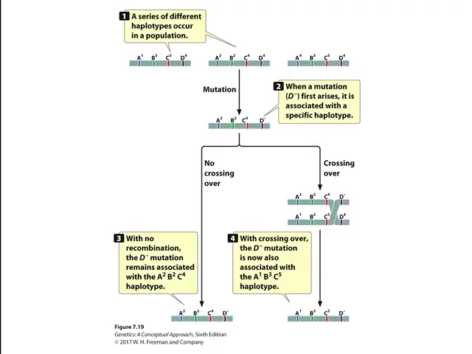Imagine that we're interested in finding genes that contribute to bipolar disorder, okay, which is a disorder in which you have cycling moods between severe depression and mania. Right? When a mutation that predisposes a person to bipolar arises in the population, it will occur on a particular chromosome and be associated with a set of alleles on that chromosome. In the example shown here, the D minus mutation first arises on a chromosome that has alleles A2, B2, and C4, and therefore the D minus mutation is initially linked to A2, B2, and C4.